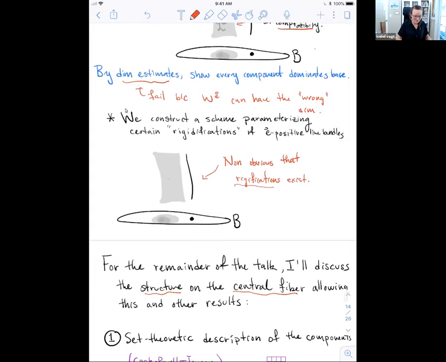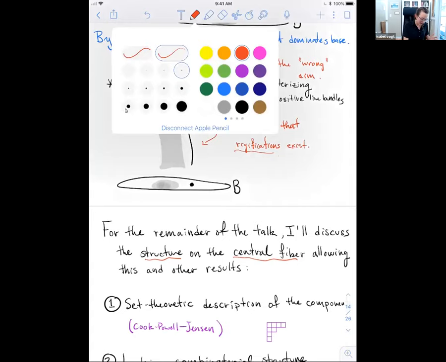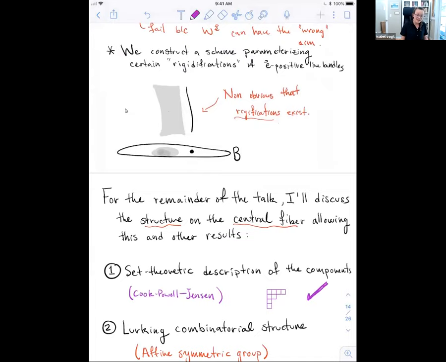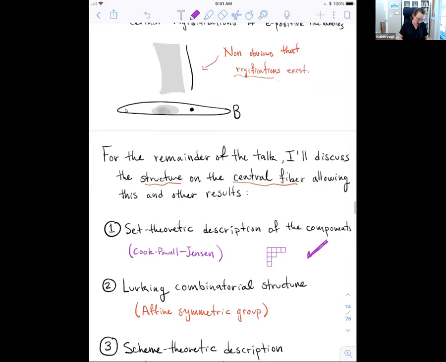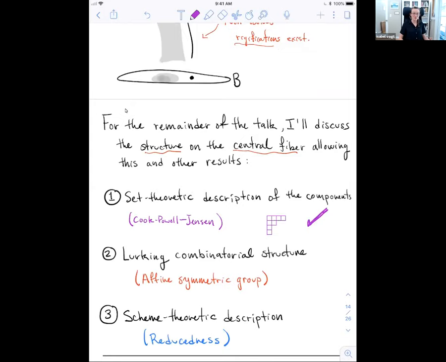Okay, so if you're now focusing on the central fiber, the first thing that you might look for is a set theoretic description of the components, and we're happy because we have that. They correspond to fillings of particular Young diagrams. This was worked out by Cook, Powell, and Jensen. But even when you have that description, you still need to understand the lurking combinatorial structure. For us, that comes in the form of realizing the relationship with the affine symmetric group, which is a certain infinite Coxeter group. That Coxeter group structure is what's going to allow us to construct these rigidifications. And then finally, you have to turn your set theoretic description of the central fiber into a scheme theoretic description. The way that we do that is we prove that this locus, this W^E locus, is actually reduced, and therefore the set theoretic description coincides with the entire locus. So this is what I'm going to focus on for the rest of the talk, parts 2 and 3.